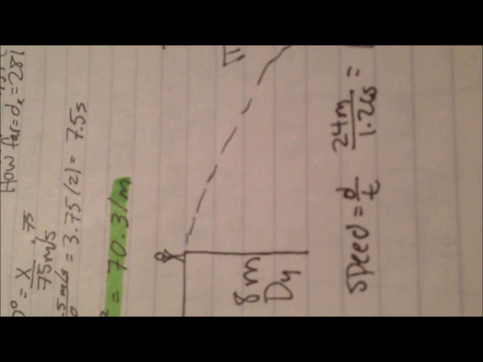We use dy equals 5t squared, 8 meters equals 5t squared, and then we divide and take the square root, and we get our time of 1.26 seconds. We then use our speed formula, d over time, plug it in, and we get 19.05 meters per second.